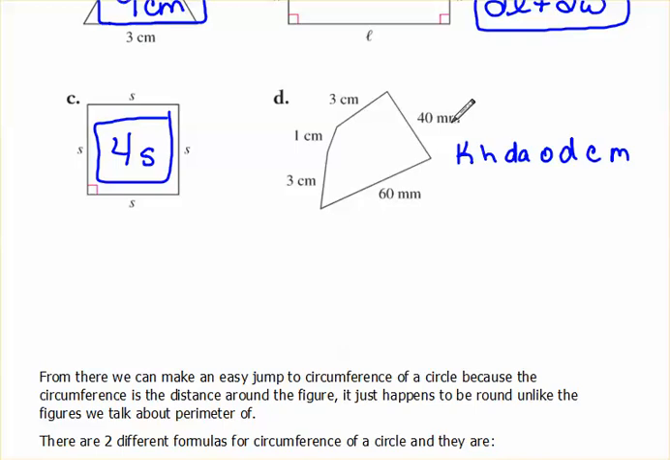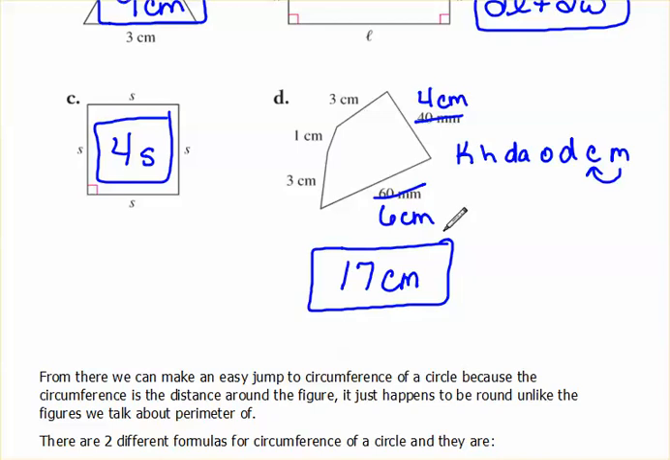That means this 40 millimeters starts off at milli. In order to change it over to centimeters, I'd have to move the decimal 1 place to the left. So moving the decimal 1 place to the left would make that 4 centimeters. Doing the same thing here, I would have to move it 1 place to the left, so that would make that 6 centimeters. And now that these are all in the same units, we can just add up each one of the sides. So 3 plus 1 plus 3 plus 4 plus 6 would give us 17 centimeters.